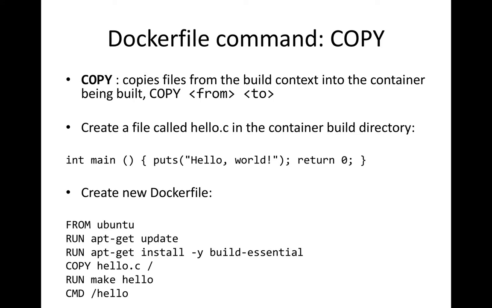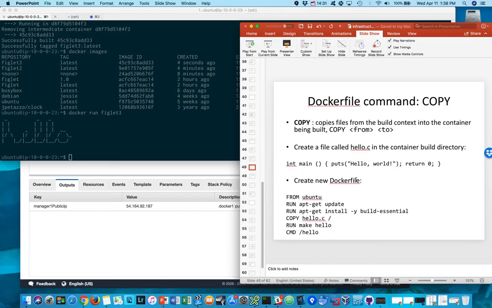You can use the copy command in the Dockerfile to copy files from the build context directory into the actual container image. So this is a way you can copy files from your host system into the container image. Why would you want to do that? Well, we do that all the time because you might have source code for an application and you need to copy that source code into a container.